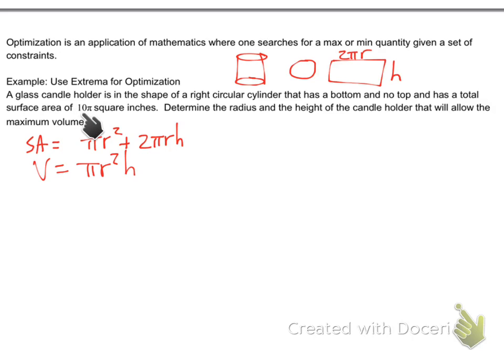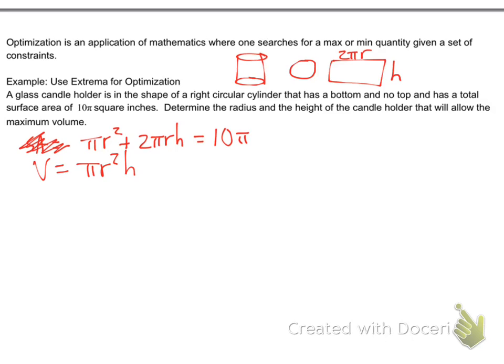10 pi is the surface area. So wait, this is equal to 10 pi? So I can really get rid of the idea that surface area's label is not there anymore. So 10 pi is equal to pi r squared plus 2 pi r h. I want to somehow preserve volume, V.